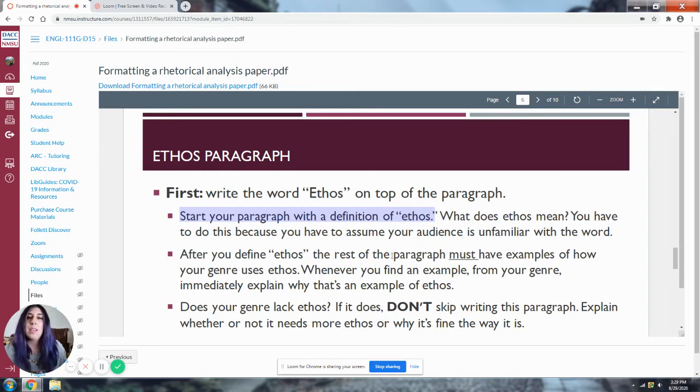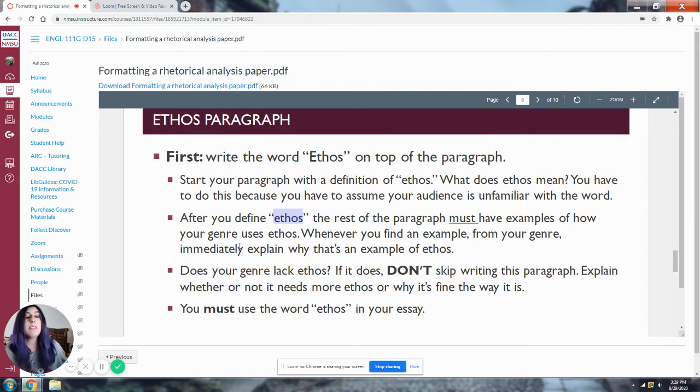What does ethos mean? Because if you start by just analyzing ethos, your audience might think, I don't know what ethos is. I don't understand. You're kind of teaching them, too, what the rhetorical appeals are. So defining them makes your paper more audience aware. So start with the definition of ethos. What does it mean? You have to do this because you have to assume your audience is unfamiliar with the word. After you define ethos, the rest of this paragraph section must have examples of how your genre uses ethos.